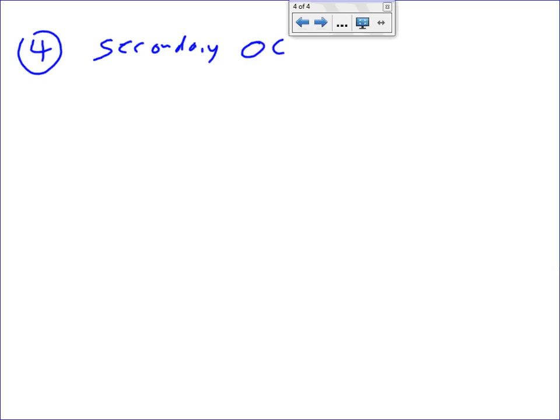Number 4, secondary overcurrent protection device, and I'm a fuse guy. By the way, when you go to the medium voltage, fuses are your overcurrent protection device of choice. Circuit breakers are very expensive on medium voltage. We use them, but they're very expensive. So fuses become your overcurrent protection device of choice.